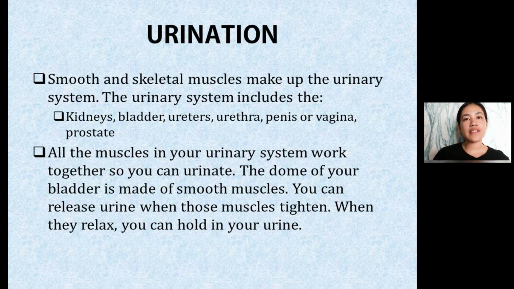All muscles in the urinary system work together so that a human can urinate. The dome of the bladder is made of smooth muscles. You can release urine when those muscles tighten, and when relaxed, you can hold the urine. And as you urinate, the muscles involved here are the internal urethral sphincter and the external urethral sphincter.